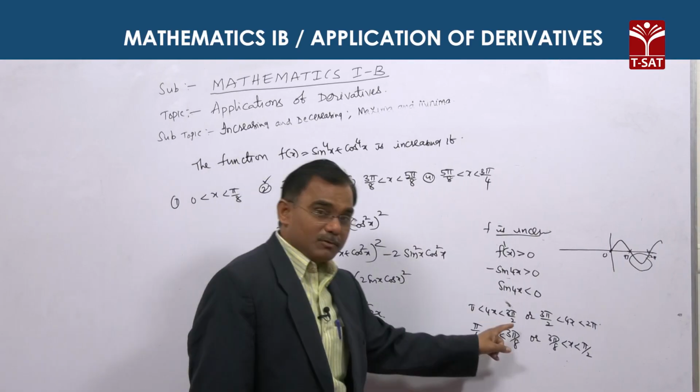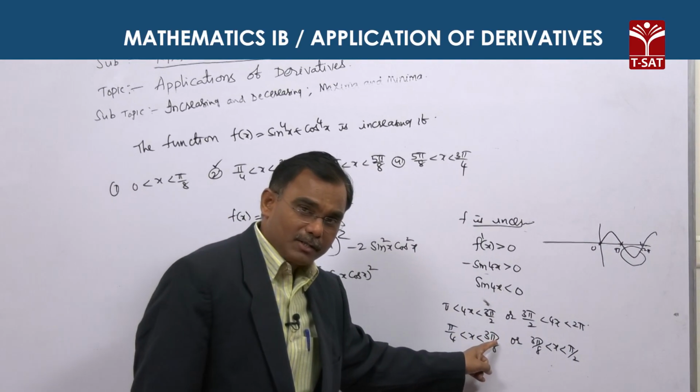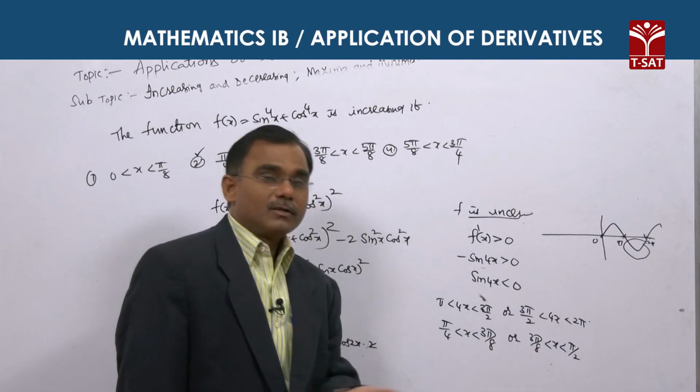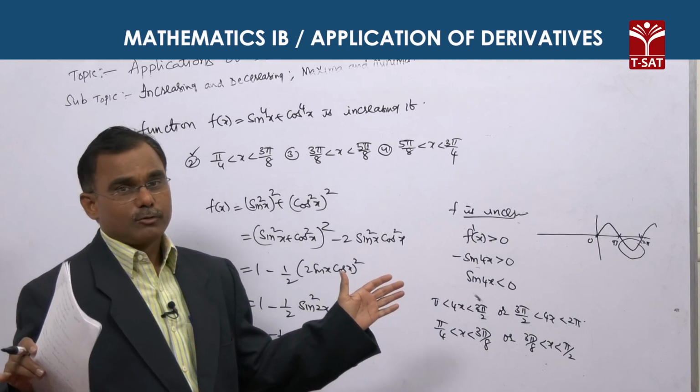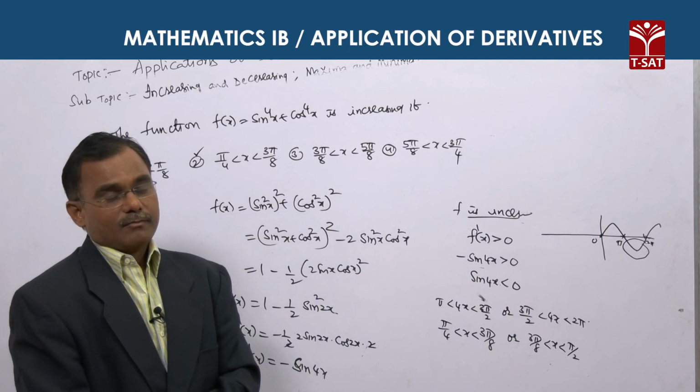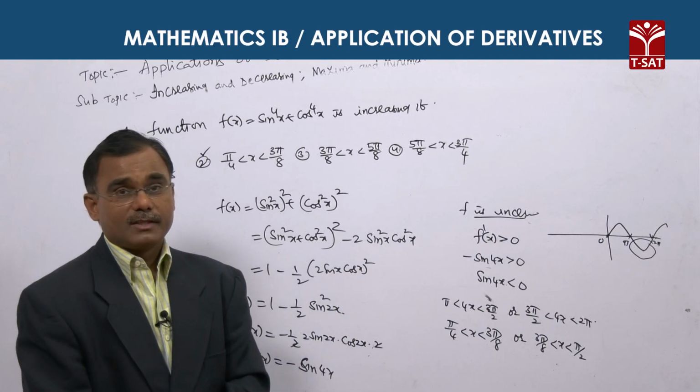Here, an important observation is at 3π/2. Why are we not taking 3π/2? That value is 0. That's why π and 2π, 2π is not directly taken. The function is in brackets at 3π/2.